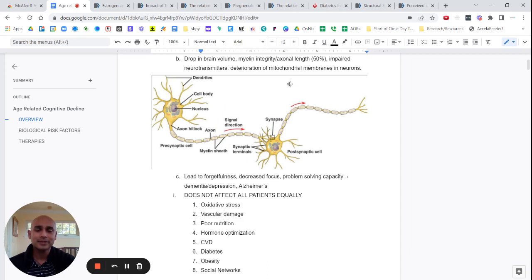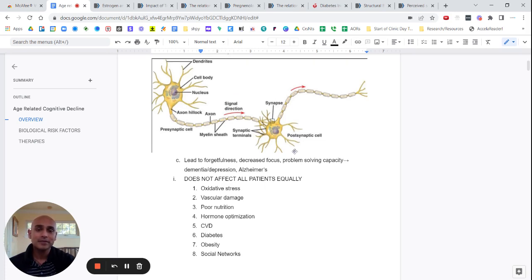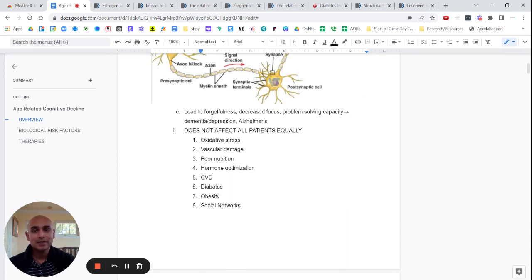And deterioration of mitochondrial membrane, so obviously mitochondria are found within the cell body of these neurons. These all in turn seem to lead to cognitive dysfunction. And then we see forgetfulness, decreased focus, decreased problem-solving capacity that may lead over time to dementia and depression, as well as Alzheimer's in patients.